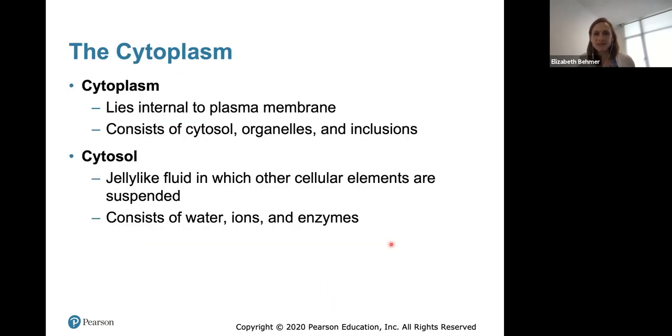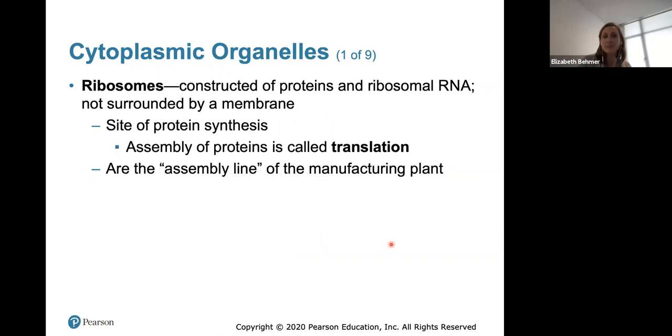So then we'll get into the cells. The cytoplasm lies internal to the plasma membrane, and this consists of the cytosol, the organelles, and all the inclusions. The cytosol is the jelly-like fluid in which all cellular components are suspended, and this can consist of water, ions, and enzymes.